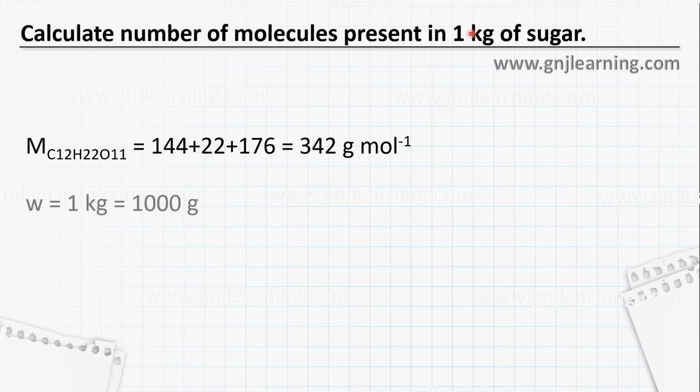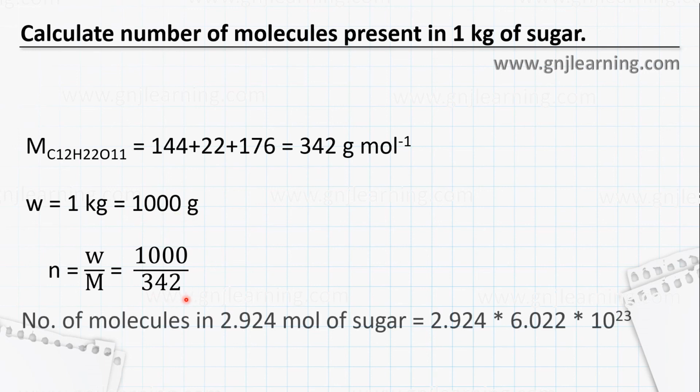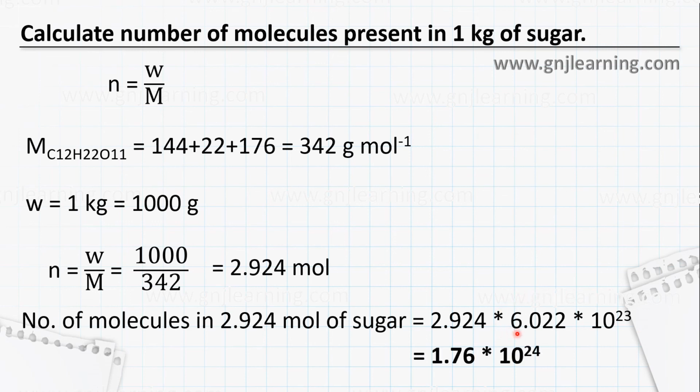So we have got the molar mass. Next is mass. Since this is in gram, this has to be in gram. So you convert 1 kilogram into gram, that is 1000 grams. Once you have this, you substitute them in this formula: 1000 for the mass and 342 for the molar mass. Solve it, you will get 2.924 moles. What they have asked for is the number of molecules. So you substitute the mole value here, 2.924 into 6.022 into 10 raised to 23. You will get the number of molecules, that is 1.76 into 10 raised to 24.